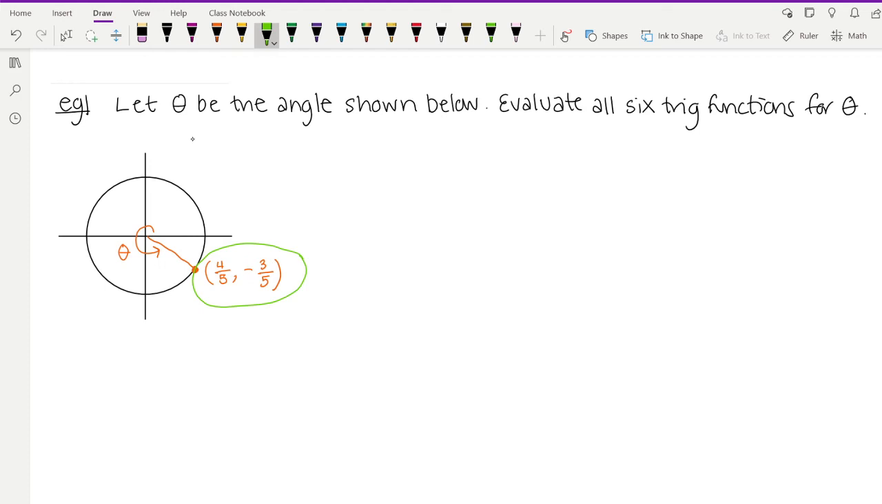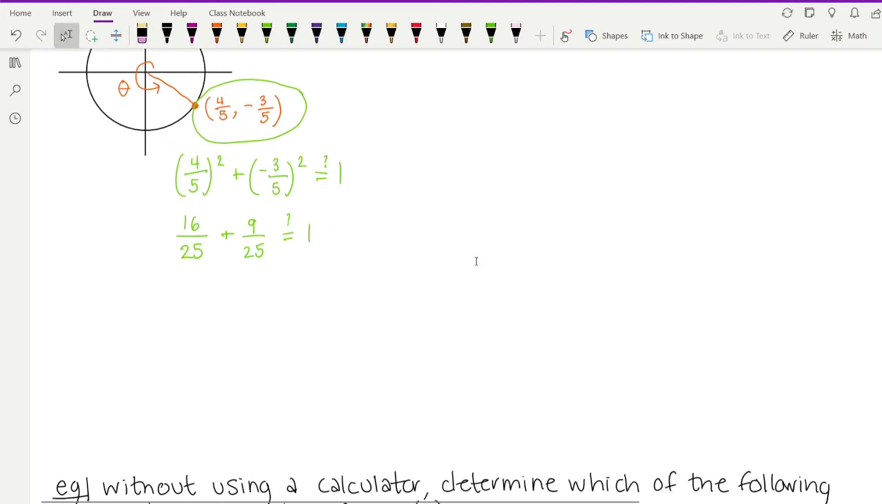And we can even verify that this point actually lies on the unit circle. We can verify that by plugging it into the unit circle equation, right? So 4 over 5 squared plus negative 3 over 5 squared. We would want to be testing whether that equals 1. And we would get 16 over 25 plus 9 over 25, and we're testing whether that equals 1. And it does, right? 16 plus 9 gives us 25 over 25, which is in fact equal to 1. And so right there, we can see that this point does lie on the unit circle.